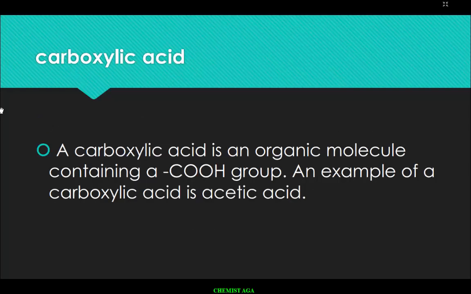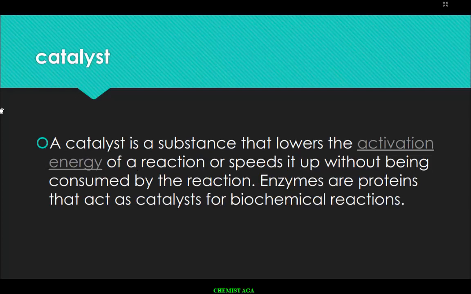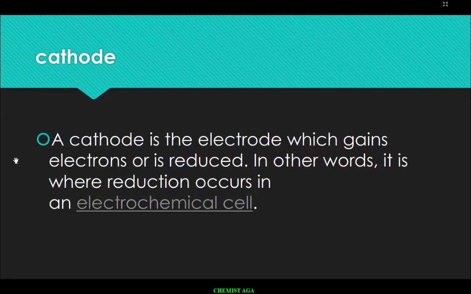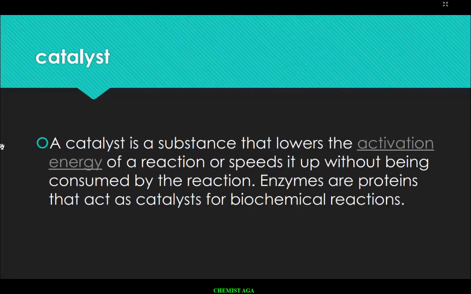Carboxylic acid. A carboxylic acid is an organic molecule containing a COOH group. An example of a carboxylic acid is acetic acid. Catalyst. A catalyst is a substance that lowers the activation energy of a reaction or speeds it up without being consumed by the reaction. Enzymes are proteins that act as catalysts for biochemical reactions.